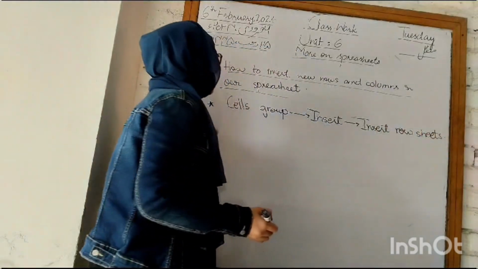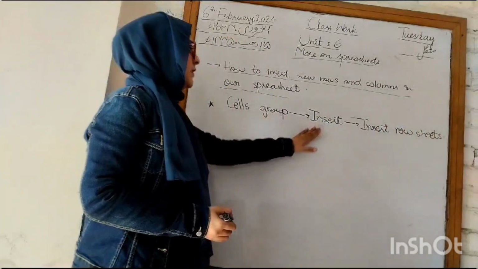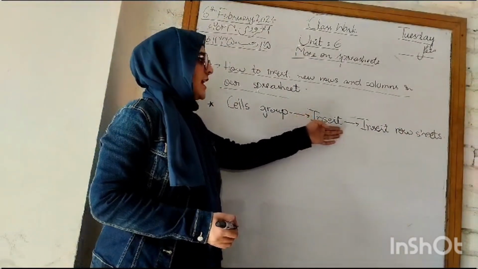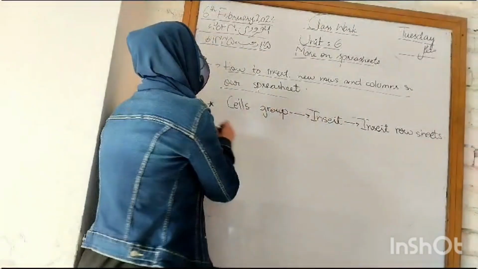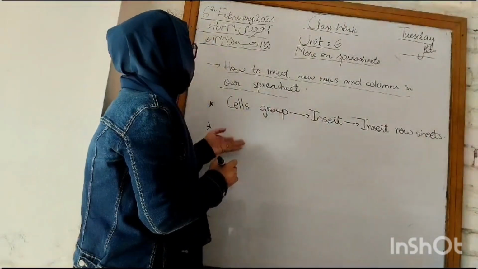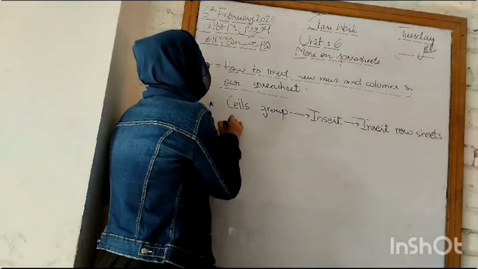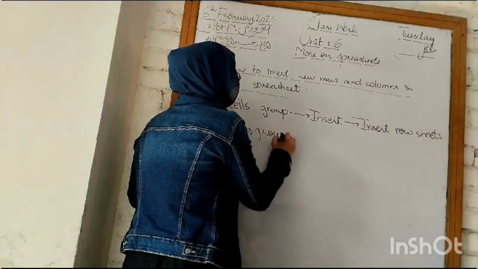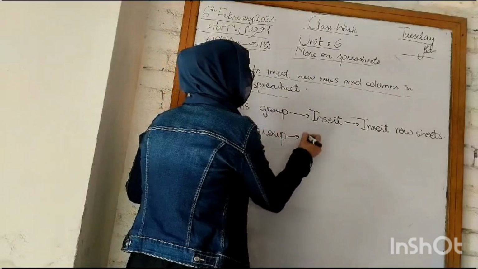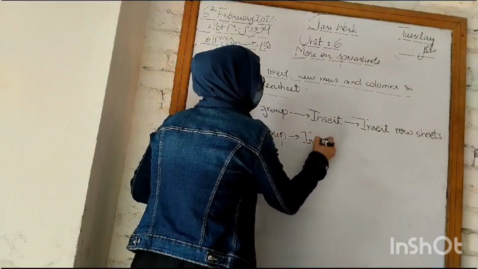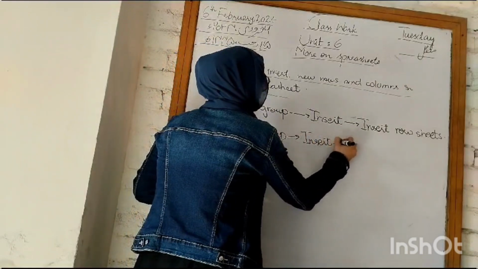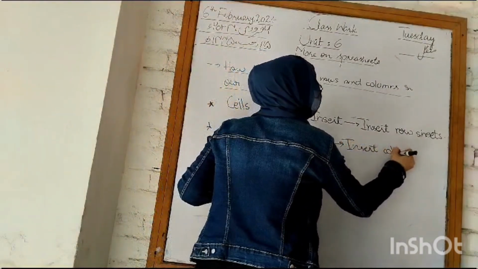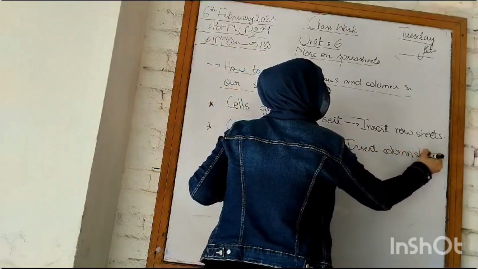The first step is go to the cells group, go to the home tab, in the home tab we have the insert tab, and then insert sheet rows. And if we want to insert columns in our spreadsheet, the same procedure. Go to the cells group, go to the home tab and then insert sheet columns.